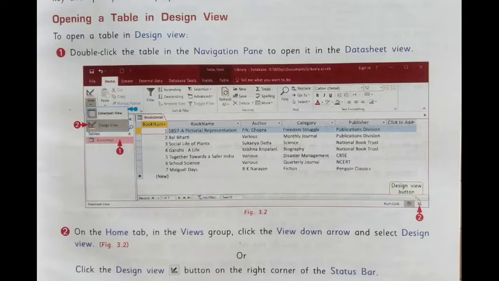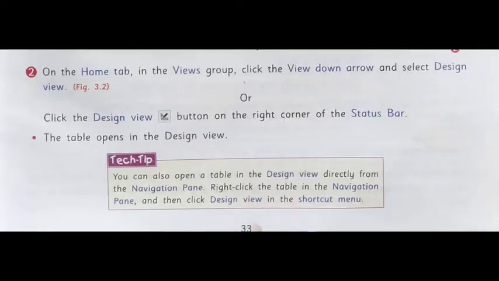Opening a table in design view. To open a table in design view, double click the table in the navigation pane to open it in datasheet view. Then, on the Home tab in the Views group, click the View down arrow and select Design View, or click the Design View button on the right corner of the status bar. The table opens in the Design View.